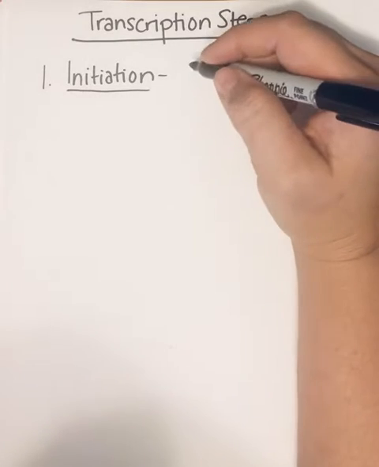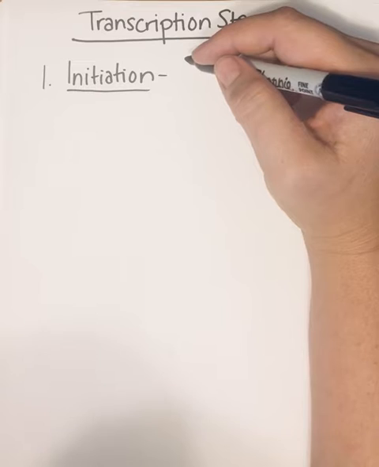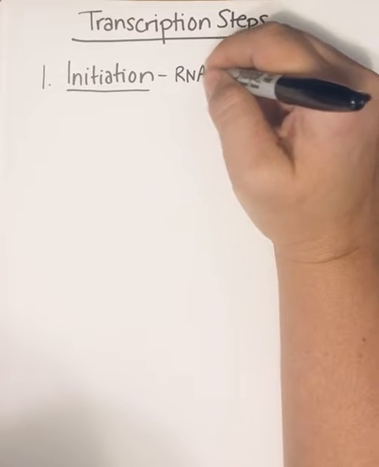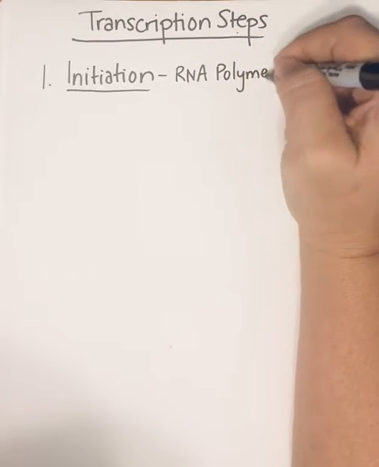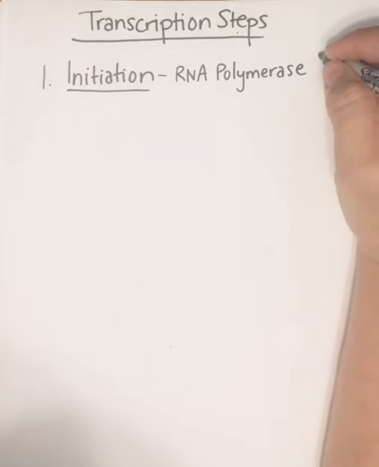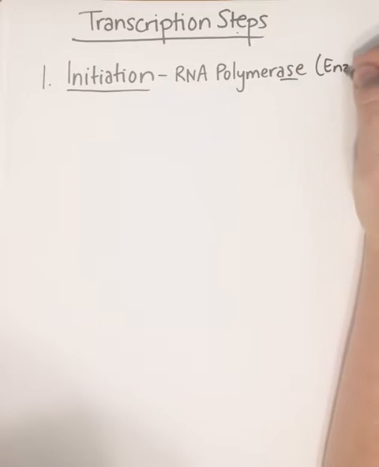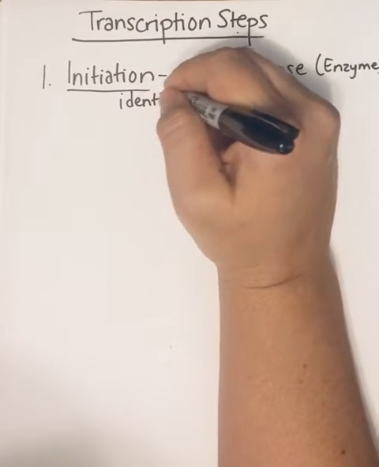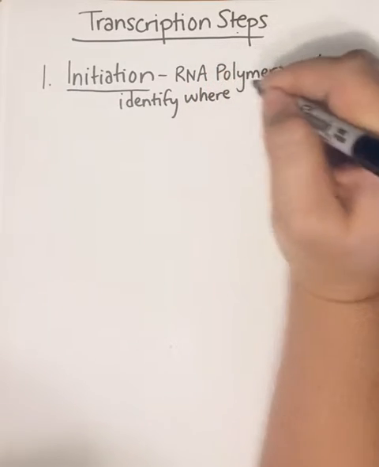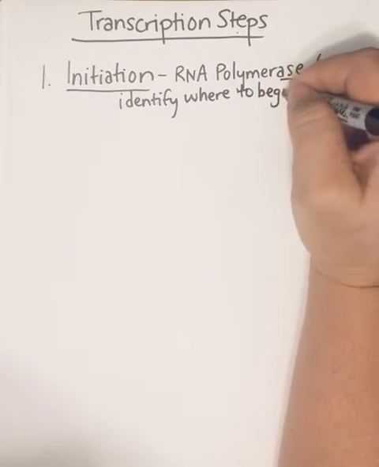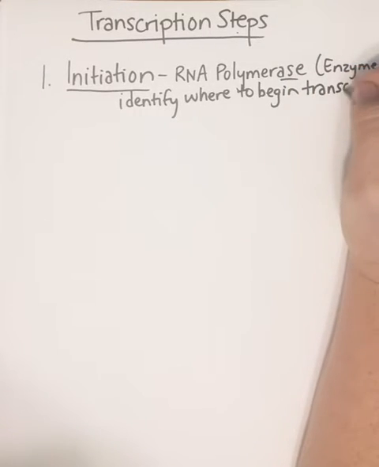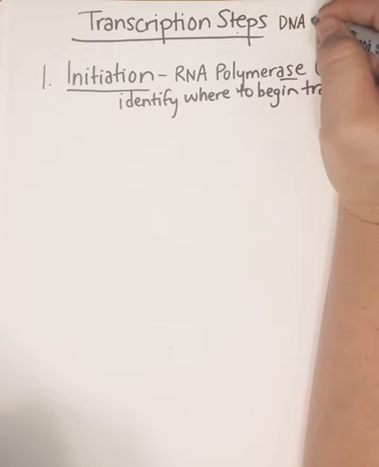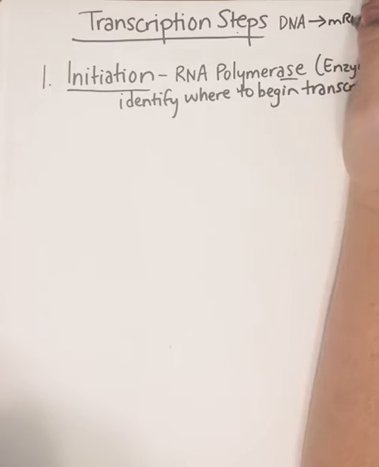So in transcription, we're going to use different enzymes. We're going to use RNA polymerase. And RNA polymerase is basically the enzyme. It ends in ase. It's going to identify where to begin transcription. So during transcription, we're going to take our DNA and we're going to make it into mRNA.